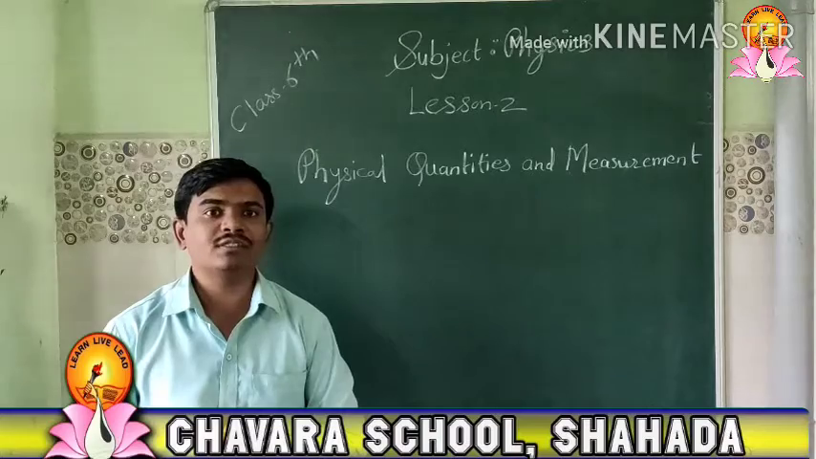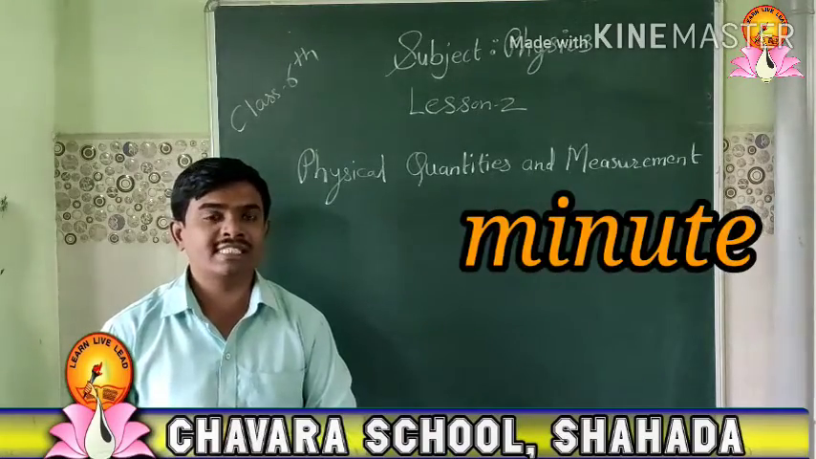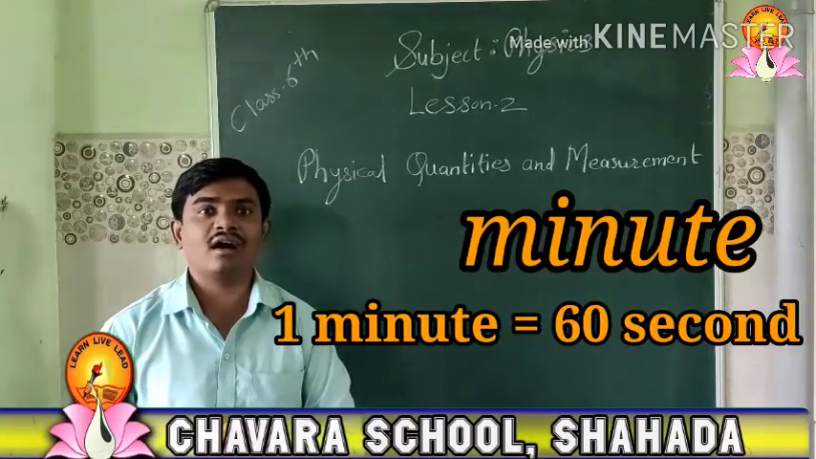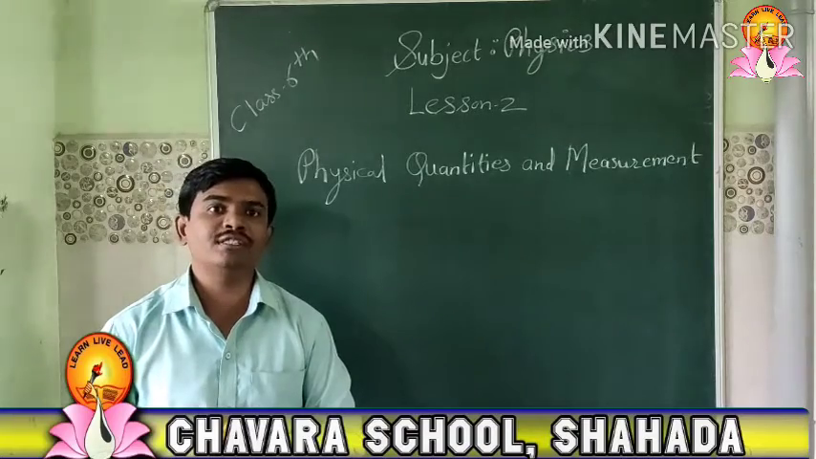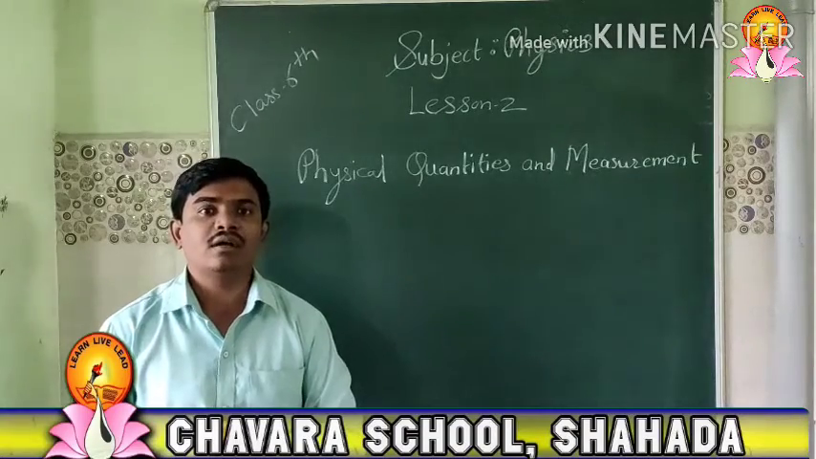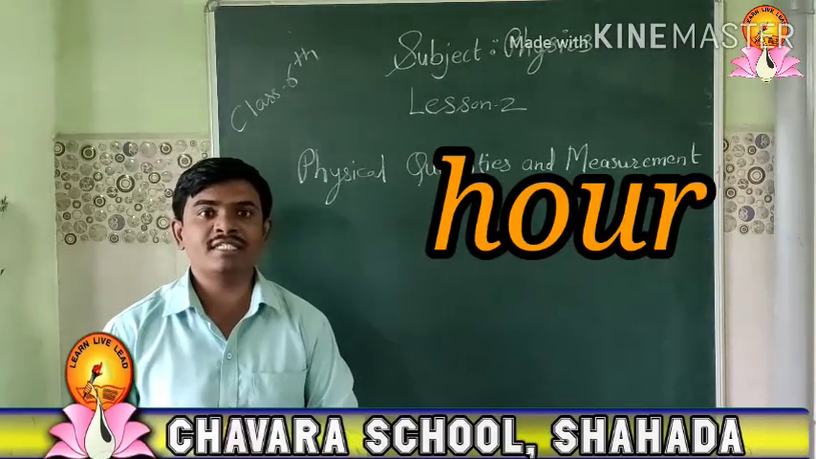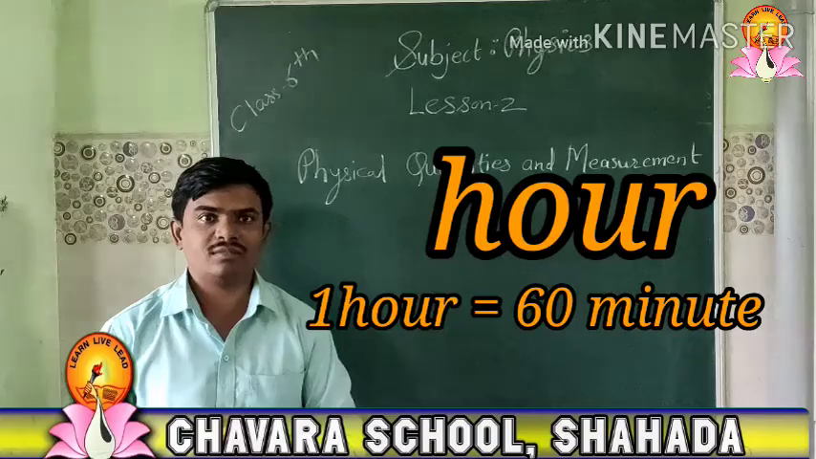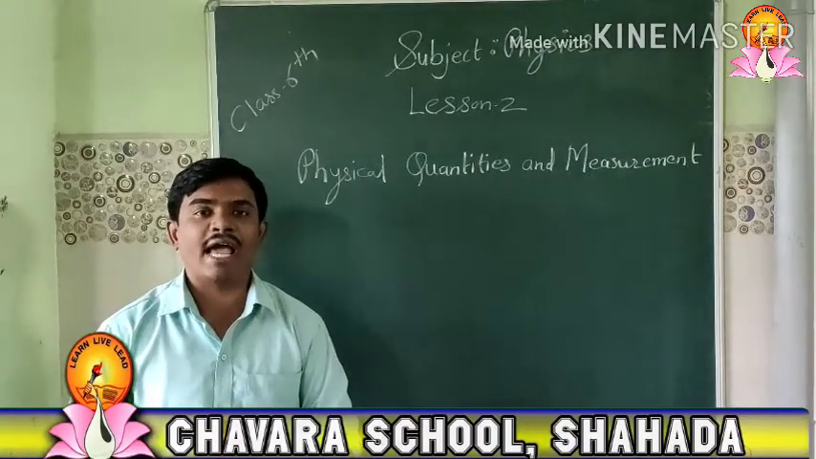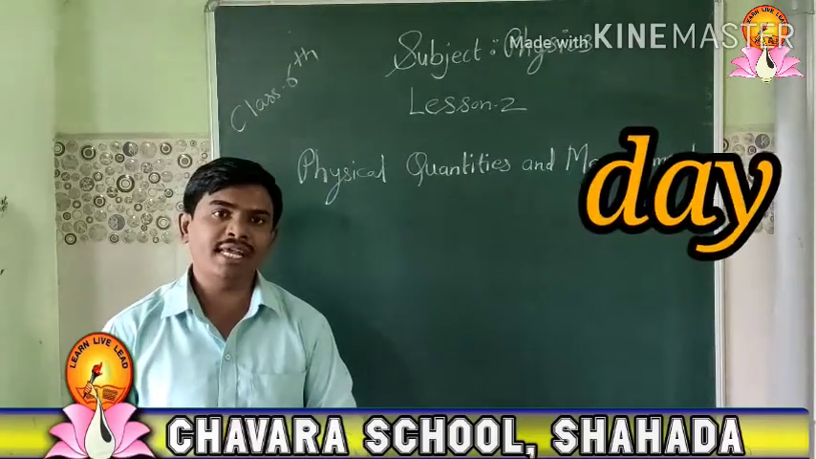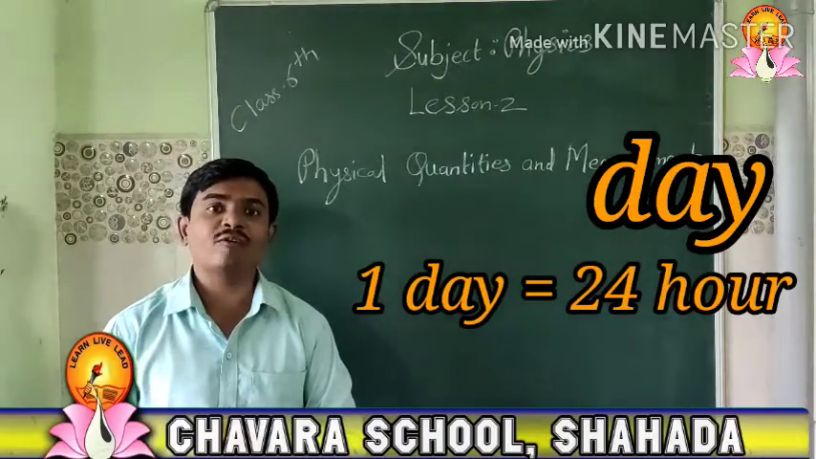A bigger unit of time is minute. 60 seconds makes 1 minute. And students, still a bigger unit of time is hours. 60 minutes makes 1 hour. And students, still the bigger unit of time is 1 day. 24 hours makes 1 day.